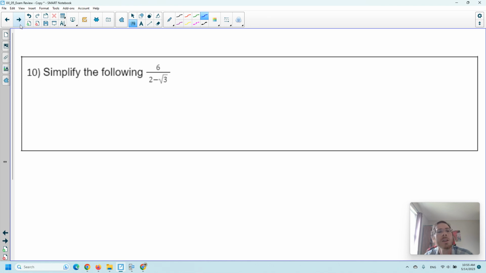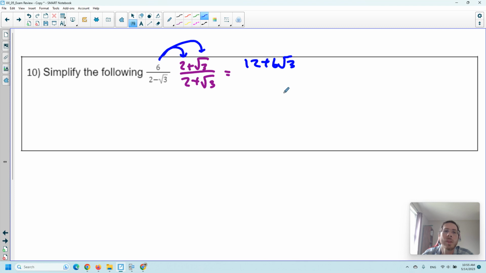For 10, simplify the following. So here we've got the square root on the bottom. We don't want the square root on the bottom, so we're going to multiply by the conjugate. That's 2 plus radical 3. And then we're going to distribute along the top for 12 plus 6 radical 3. On the bottom, we're going to quickly multiply because we know that we've got a minus b times a plus b. That's the whole reason we do this. We get 4 minus 3. 4 minus 3 is 1, so the final answer is 12 plus 6 radical 3.